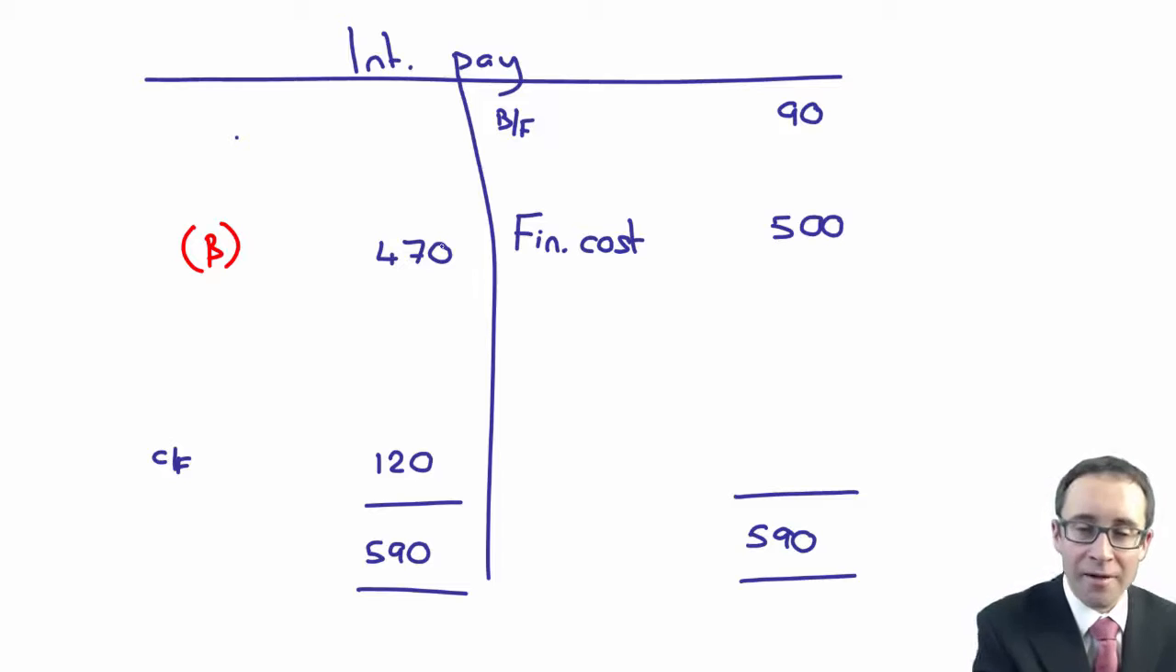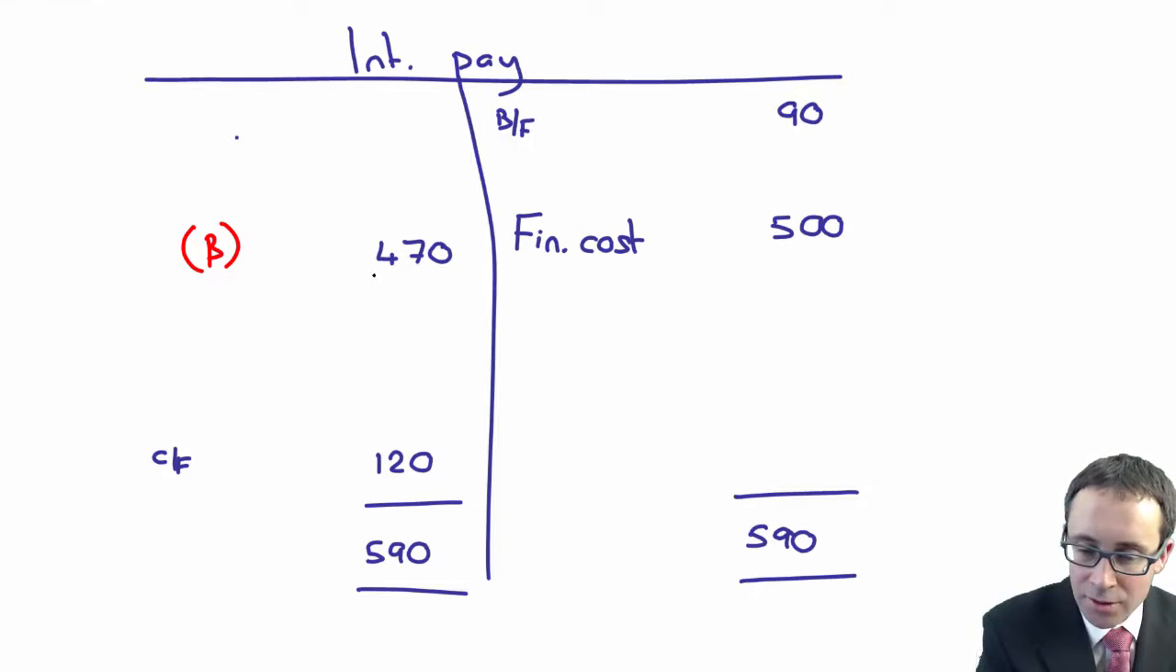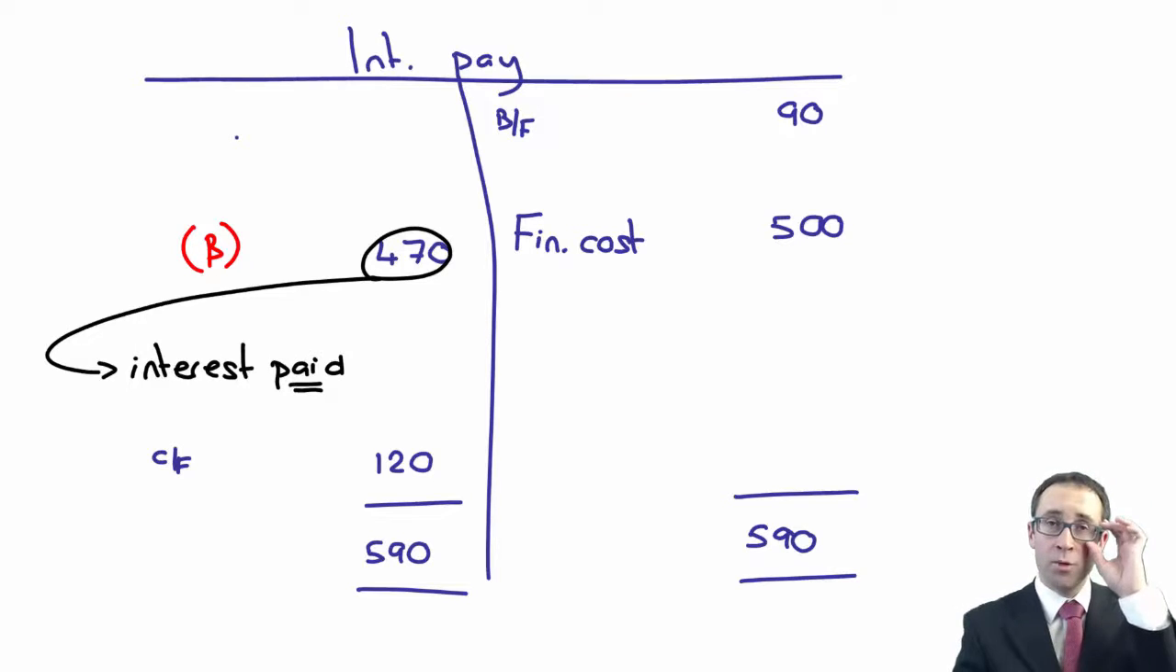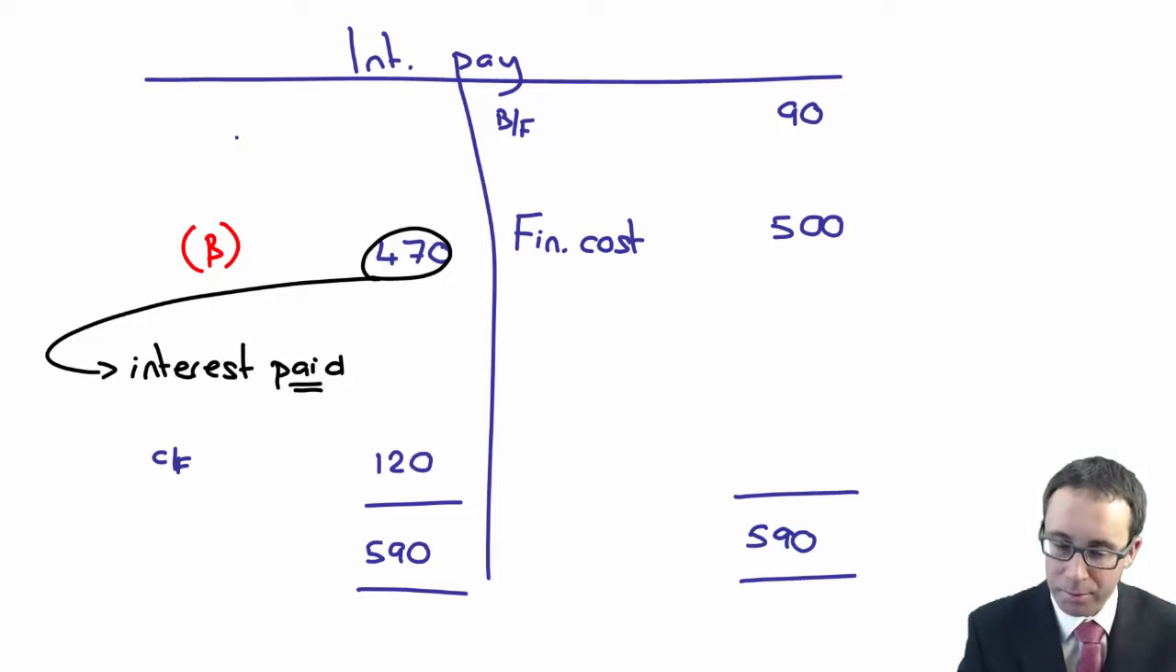And what does that figure relate to? That is your interest paid. Remember, it's a paid figure, an outflow, so it would have to go in your brackets. Or you could just do 90 plus 500 less 120, opening plus expense less carry forward, which gives you 470.